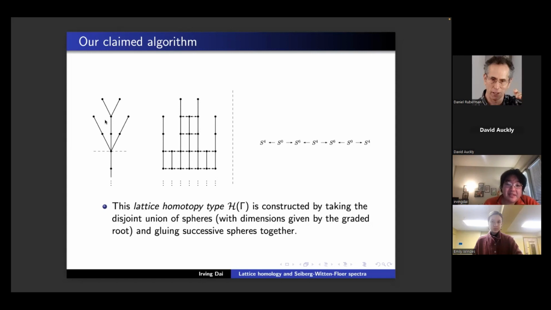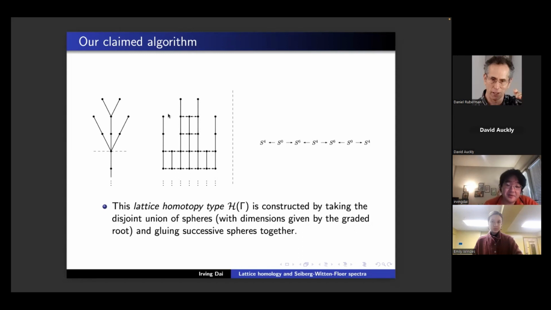I remember that the output is giving me a presentation for the Heegaard-Floer homology, which is the same as the Seiberg-Witten-Floer homology, as these infinite copies of F[U] towers glued together along subtowers. And I just write down some sequence of spheres, which are glued along subspheres, such that taking the co-Borel homology exactly recovers this presentation of the F[U] module. Okay. And that's the lattice homotopy type construction.